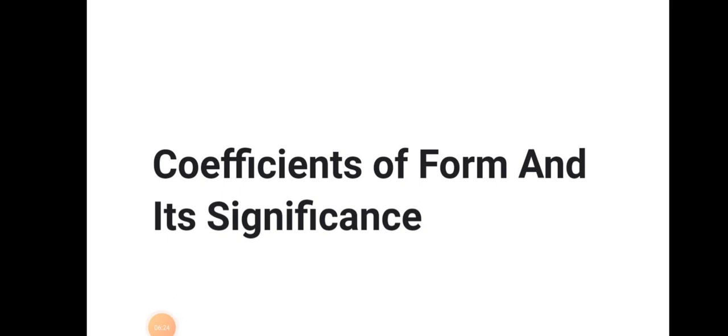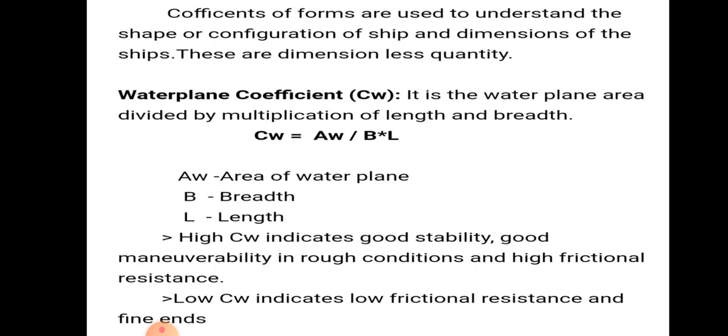Coefficient of form and its significance. Coefficients of form are used to understand the shape or configuration of a ship and the dimensions of a ship. These are dimensionless quantities.